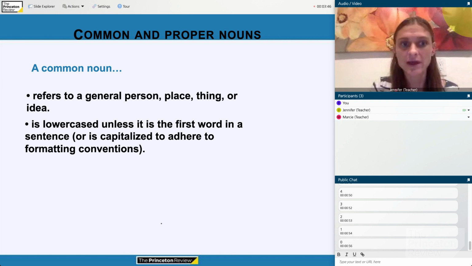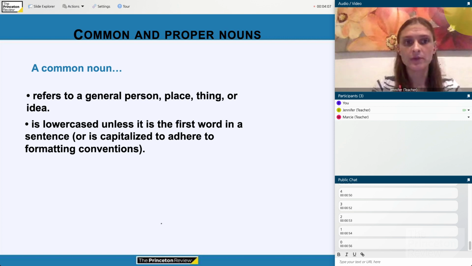So there's that rule. And sometimes you have different conventions, things like MLA or APA, and you might have to capitalize a noun in the title of a book or in the title of a journal, and so on and so forth. So there are reasons to capitalize nouns from time to time, but typically your common nouns are going to be lowercase.